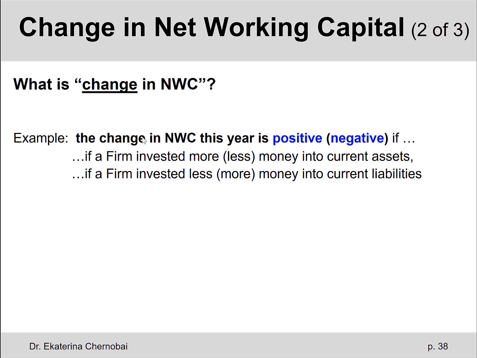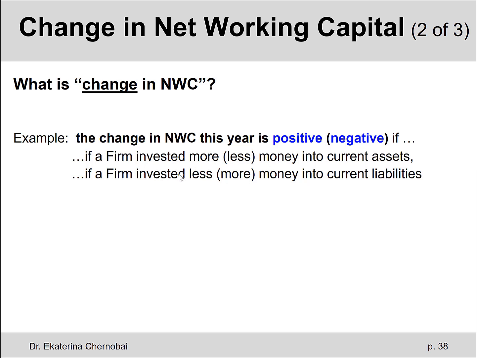So a negative change in net working capital means that rather than investing money, we receive money. So how can we receive money? If we, for example, sell inventory, right? So we have less inventory, or we have less in accounts receivable to us, which means that whatever somebody owed us, now they paid that amount back to us. So we have collected some cash.